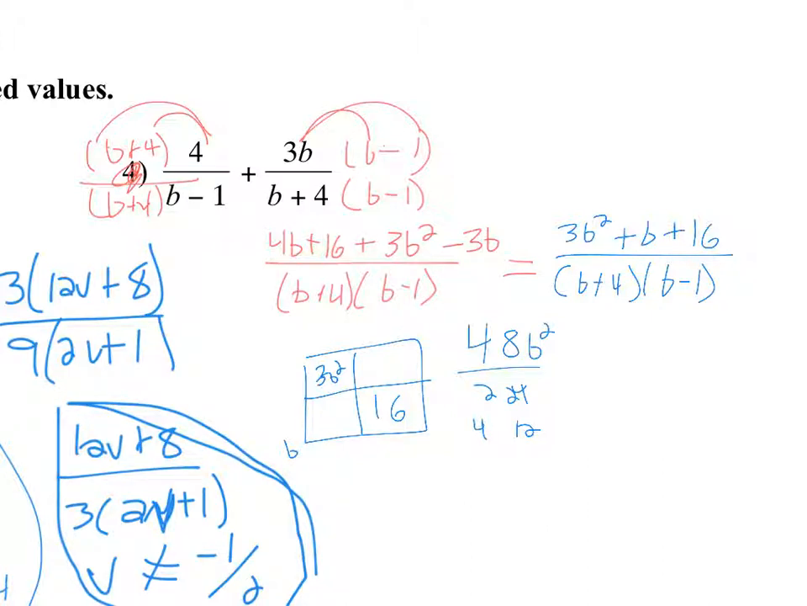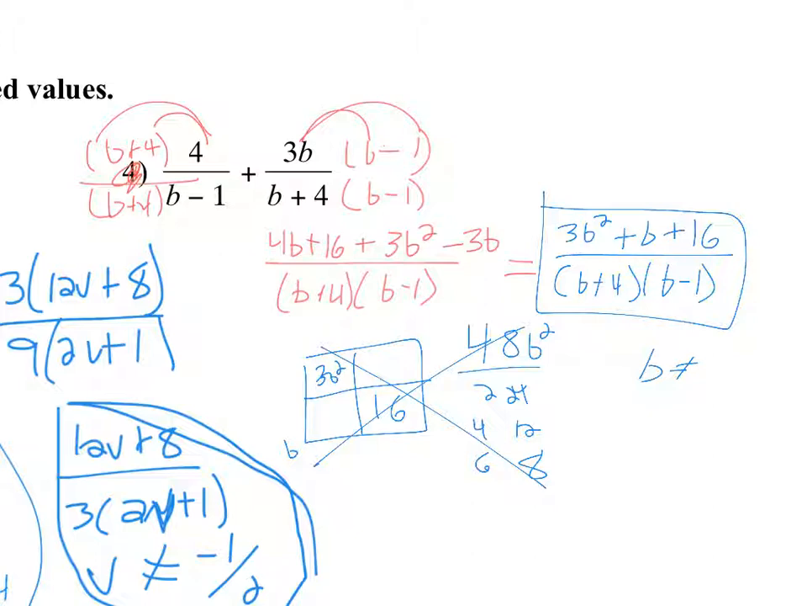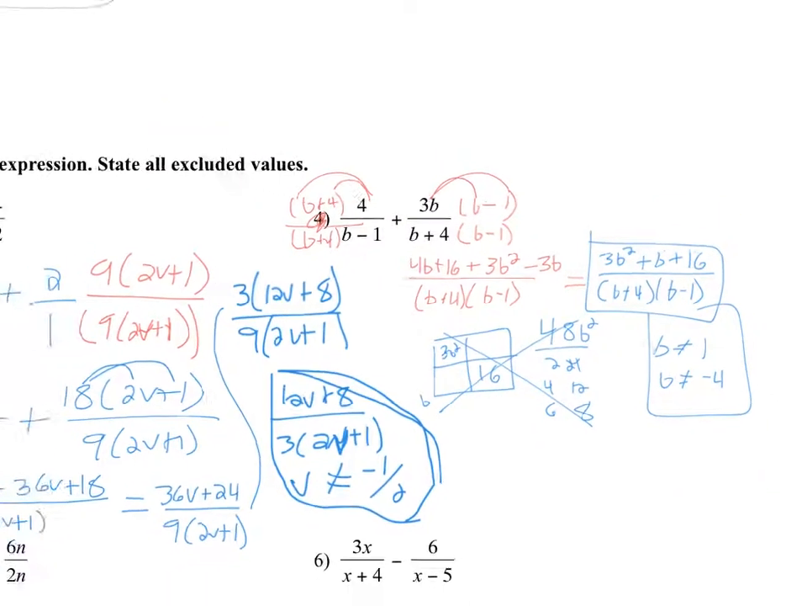And then 6 and 8, but you know what? None of these add to positive b, so it's not factorable. It looks like this is our final answer. And when I look at the answer key, yeah, it is. I've got to be sure to exclude a couple values. B cannot be 1, and b cannot be negative 4, so make sure that you have those as well.